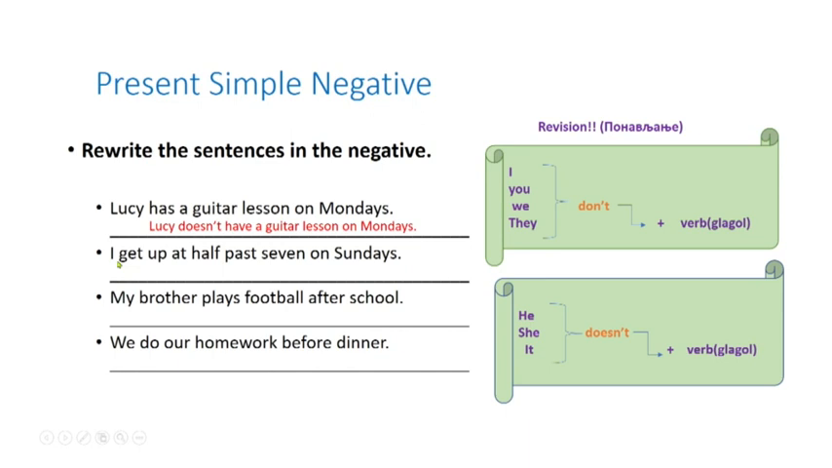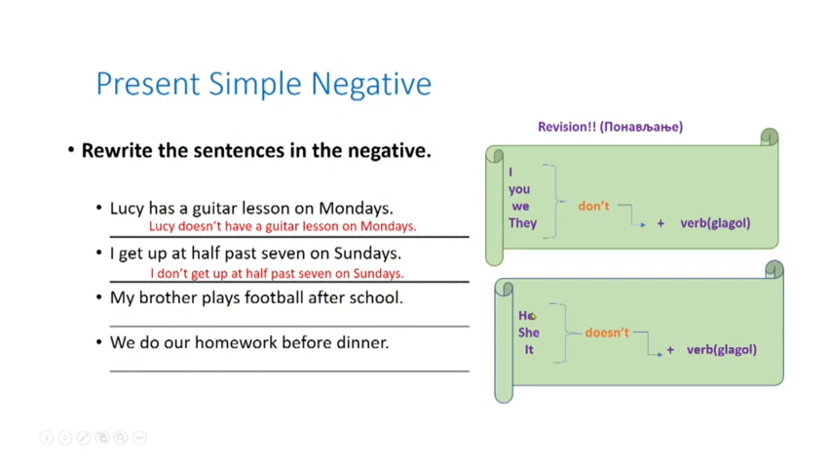Next sentence is I get up at 7:30 on Sundays. Ustajem u 7:30 nedeljom. And we want to say ne ustajem u 7:30 nedeljom. So for I, we use don't and the verb, and we say how? Of course, I don't get up at 7:30 on Sundays. Ne ustajem u 7:30 nedeljom. Next one, my brother plays football after school.